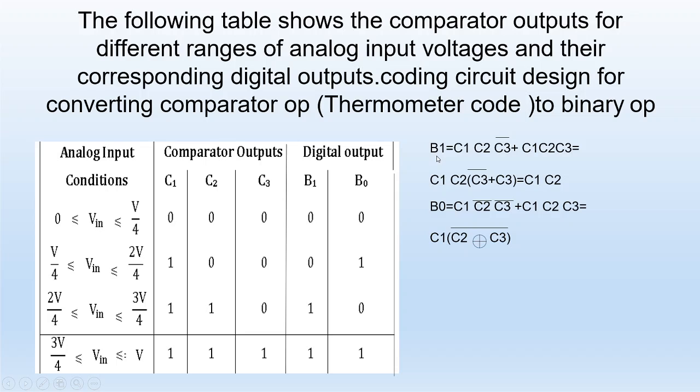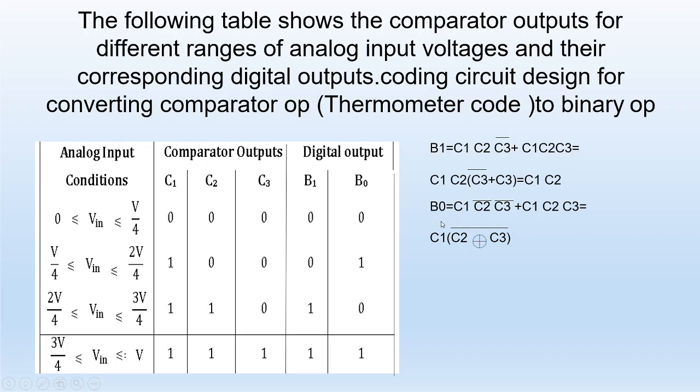B1 is high for only 2 conditions of the comparator outputs, 110 and 111. That's why B1 is written as C1 C2 C3 bar plus C1 C2 C3. We can take C1 C2 common in brackets: C3 bar plus C3, but C3 bar plus C3 equals logic 1. That's why the B1 expression becomes C1 C2.